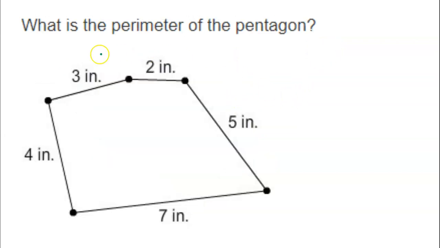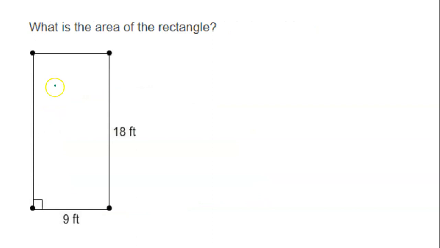Okay. What is the perimeter of this pentagon? Again, you're going to add each of the sides. A pentagon has 5 sides, so you're going to add all 5 sides. Perimeter is the outside walkabout. How many steps you're getting in when you're walking the perimeter?